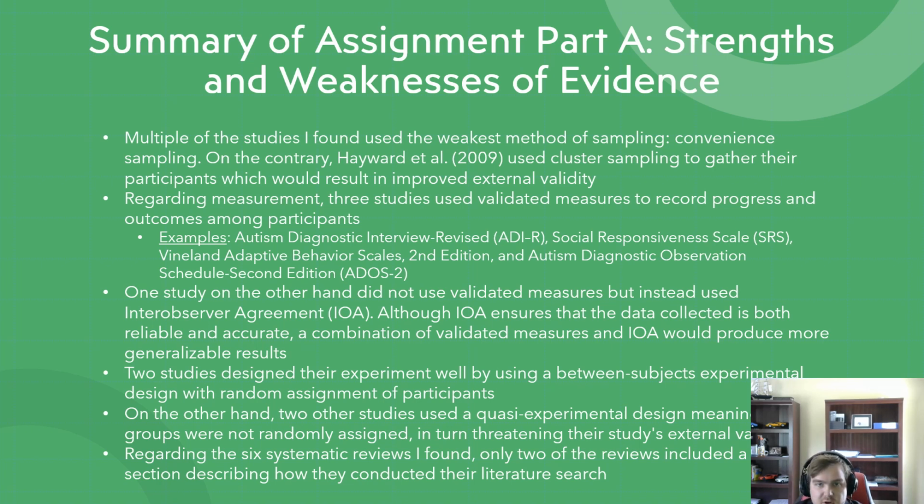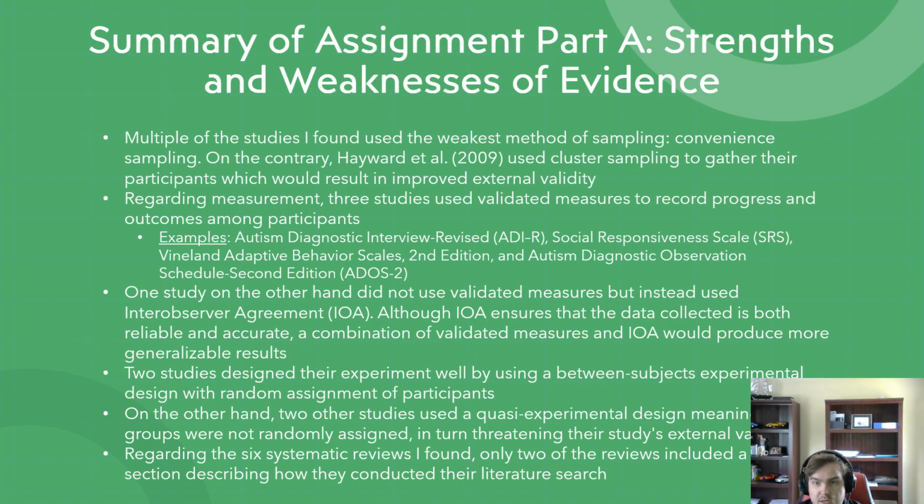So, strengths and weaknesses of the evidence that I had gathered. Multiple of the studies I found used the weakest method of sampling, convenience sampling. On the contrary, Hayward et al. used cluster sampling to gather their participants, which would result in improved external validity. Regarding measurement, 3 studies used validated measures to record progress and outcomes among participants. Examples of these measures included the Autism Diagnostic Interview Revised, Social Responsiveness Scale, the SRS, the Vineland Adaptive Behavior Scales, and the ADOS, which is the Autism Diagnostic Observation Schedule.